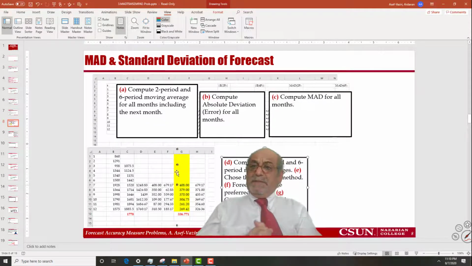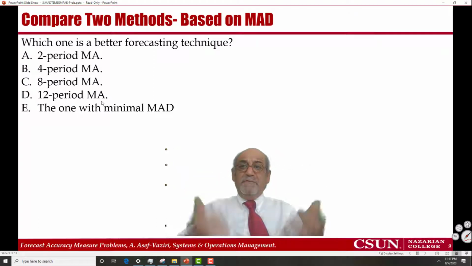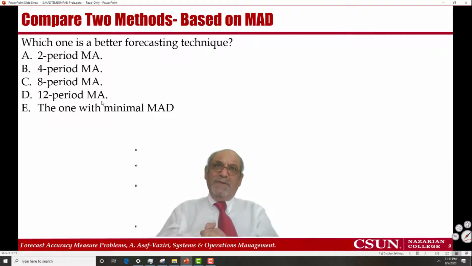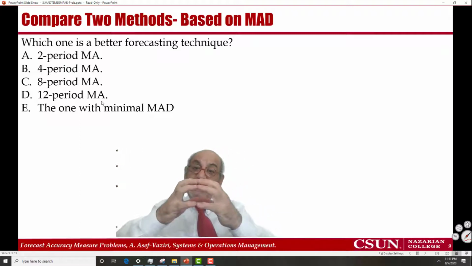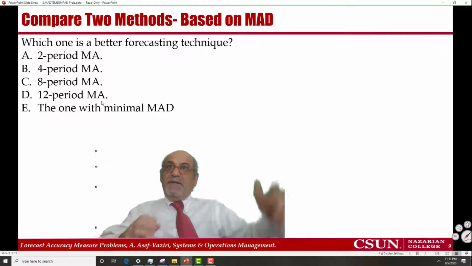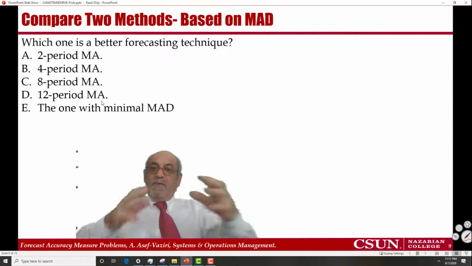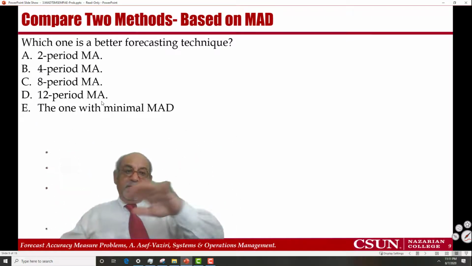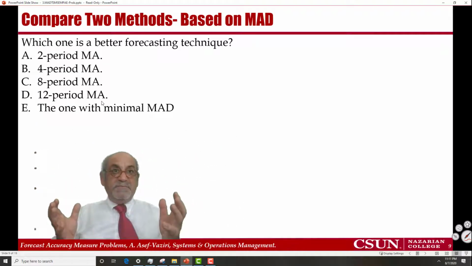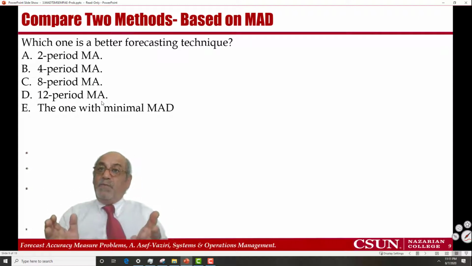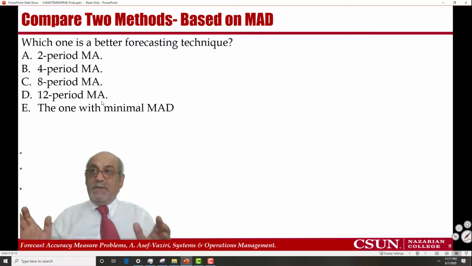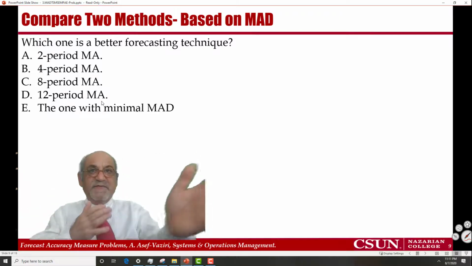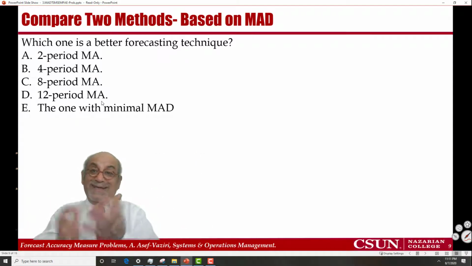So which one is better? The 2-period moving average, 3, 4, 5, 6, 7, 8, 9, which one? We really don't know. We only know that when the number of periods goes down, the ups and downs will be high. When the number of periods goes up, 10 periods, 20 periods, 30 periods, the curve will be smoother. But which one is better for which situation, we really do not know. We need to compute MAD for different techniques, for different numbers of periods, and see which one is smaller.